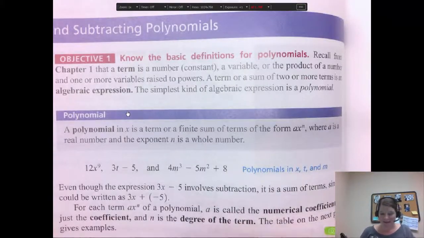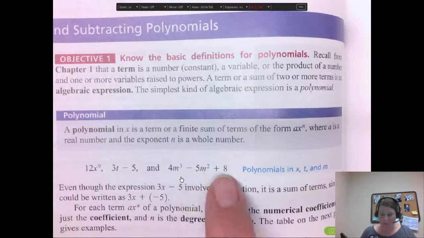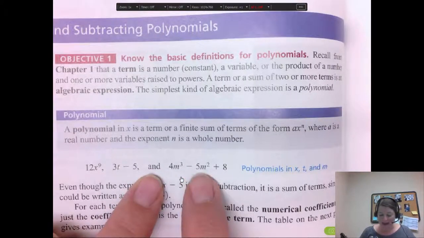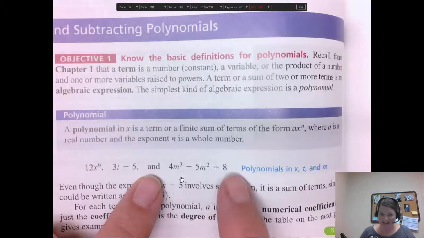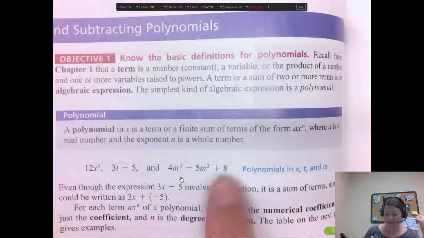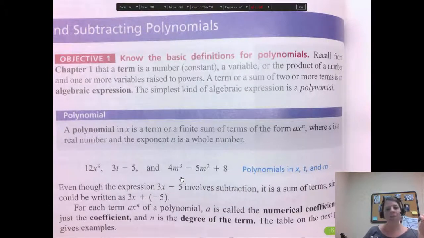And then this next one here has three terms: 1, 2, 3 terms. The first term here is 4m to the third, and then we have -5m squared and an 8. Each term is between a plus and minus sign. If it has one term, we call it a monomial, two terms a binomial, three terms a trinomial, and beyond that we just start calling it a polynomial. Polynomial is like over all of them, right? So we have monomials, binomials, trinomials, polynomials.